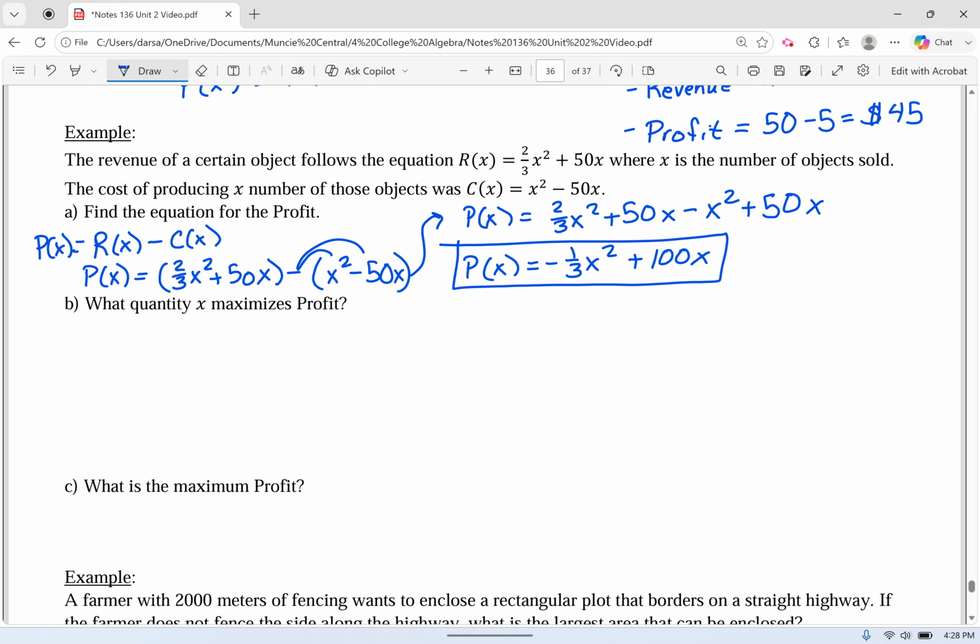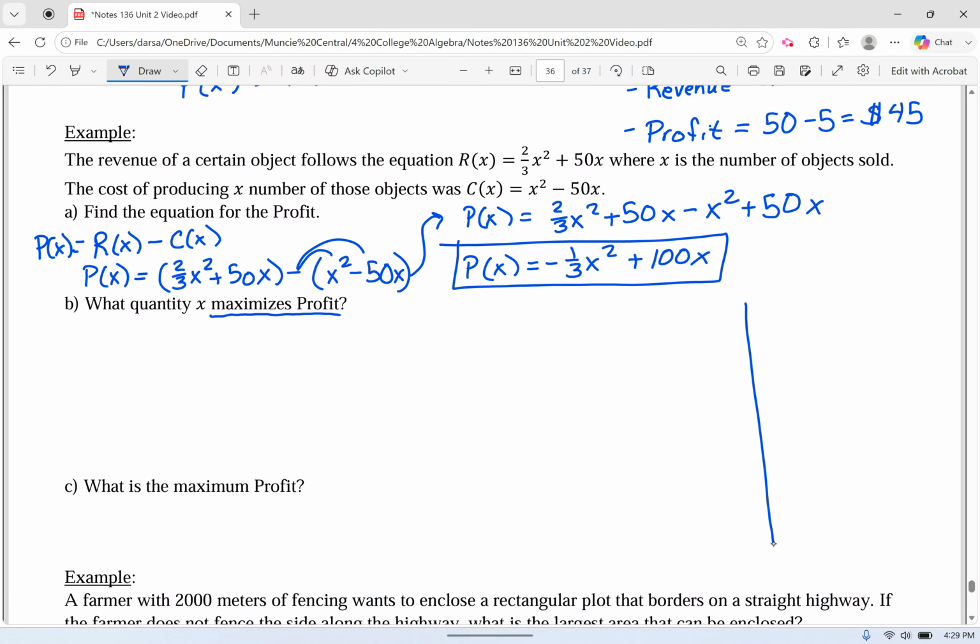Now, after this, they're going to ask you this question. What quantity maximizes your profit? Well, wouldn't you want to make the most money possible? The problem is that if you make too many items, you aren't able to sell them, you're losing money. But if you don't make enough items and people want to buy more, you're leaving money on the table. You're losing money that way. So the ideal is that we find our maximum profit.